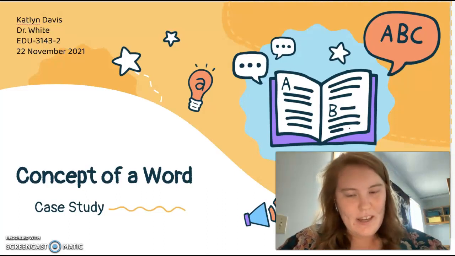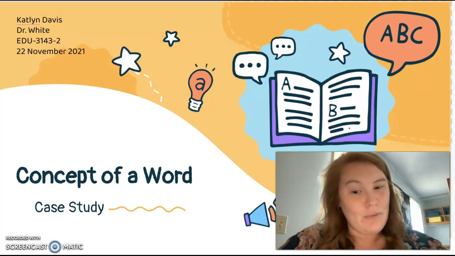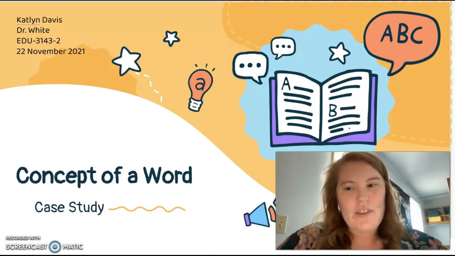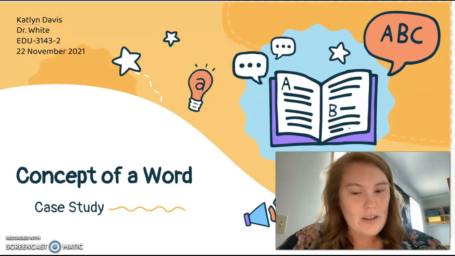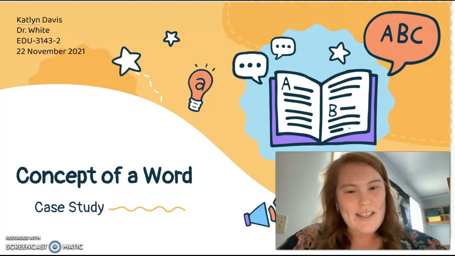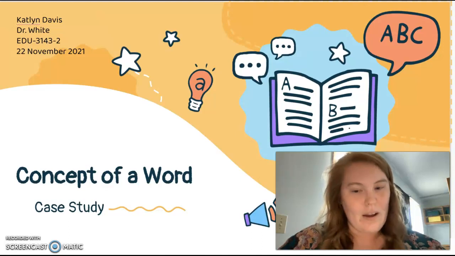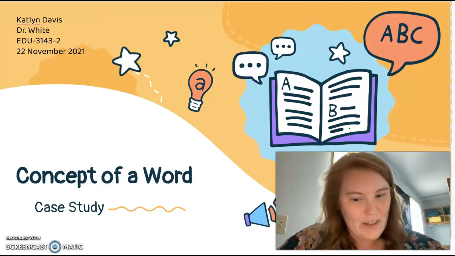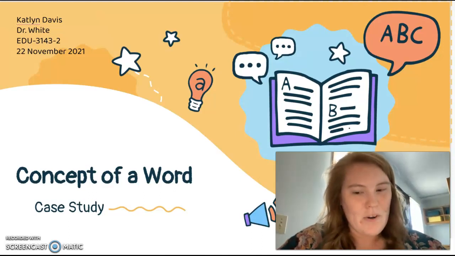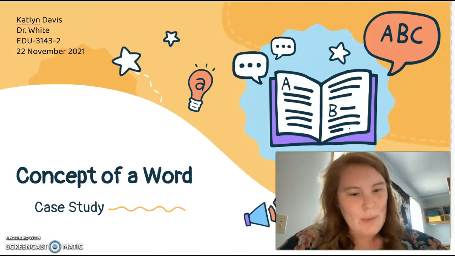The article that we had to read this week was about vocabulary and concept of a word, with a case study that went along with it. For this specific assignment, I want to focus on third grade. I thought it was really interesting how the text pointed out the fourth and fifth grade. I had always known in the back of my head that these reading concepts apply to fourth and fifth grade, but I'd always focused on them in the younger grades, so it was interesting to see that perspective as well. But for this, I want to focus on third grade.